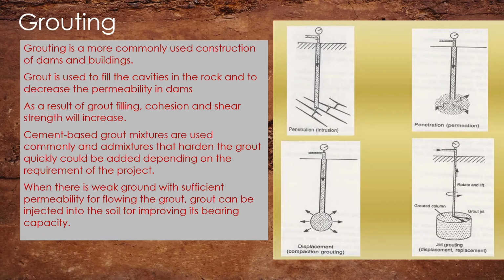When there is a weak ground with sufficient permeability for flow of the grout, if you are going to improve the soil, the soil should be able to take the grout. If the grout doesn't flow through the ground, then the purpose of grouting may not be achieved, because the grout won't flow through the soil, and then the ground improvement won't happen the way we expected. Therefore, grout can be injected into the soil for improving the bearing capacity, but the soil that you are going to improve should be able to take the grout, or should have cohesion, or should have cavities that allow the grout to move through the soil.